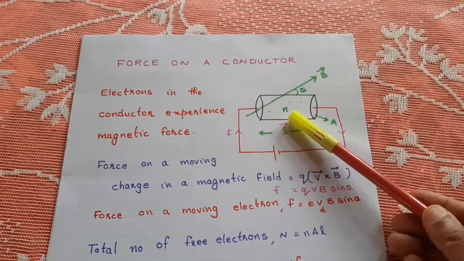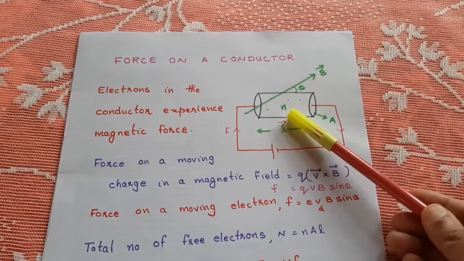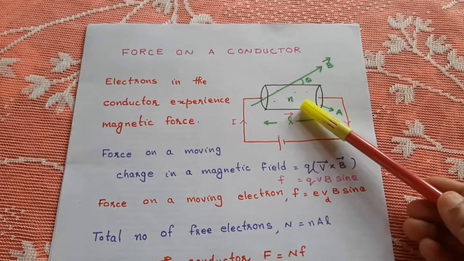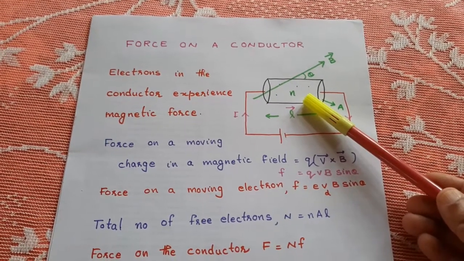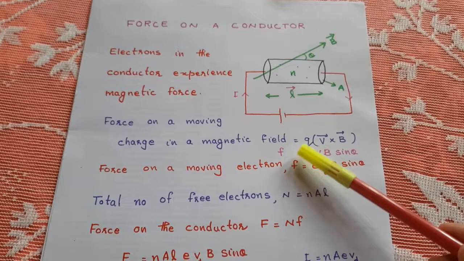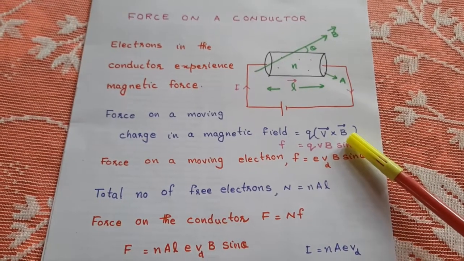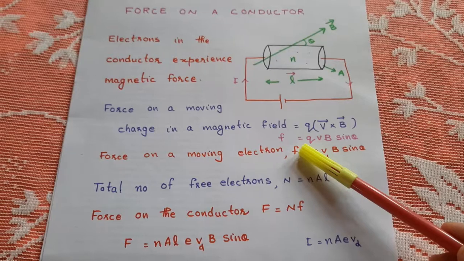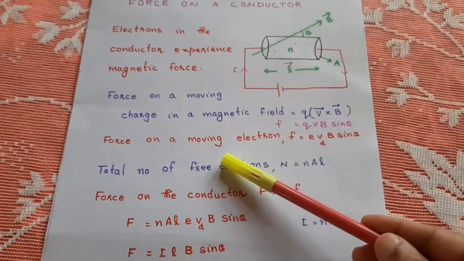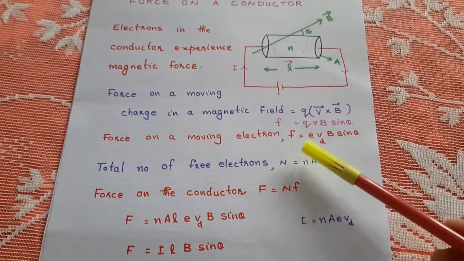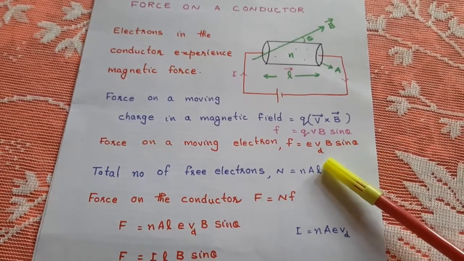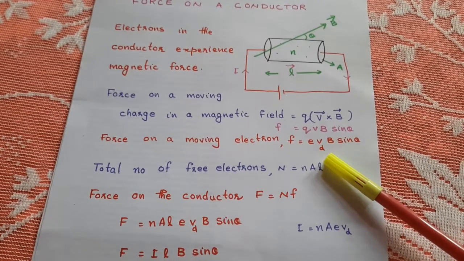So the electrons in the conductor experience magnetic force. The field will exert a force on a moving charge in a magnetic field. Force acting on a moving charge in the magnetic field is given by q v cross B. The magnitude of the force is qvB sin theta. So the force acting on a moving electron is given by e vD B sin theta, where vD is the drift velocity of the free electron.